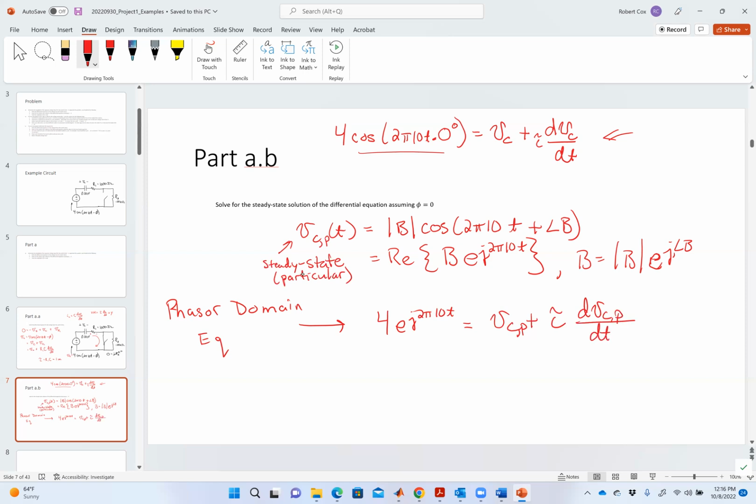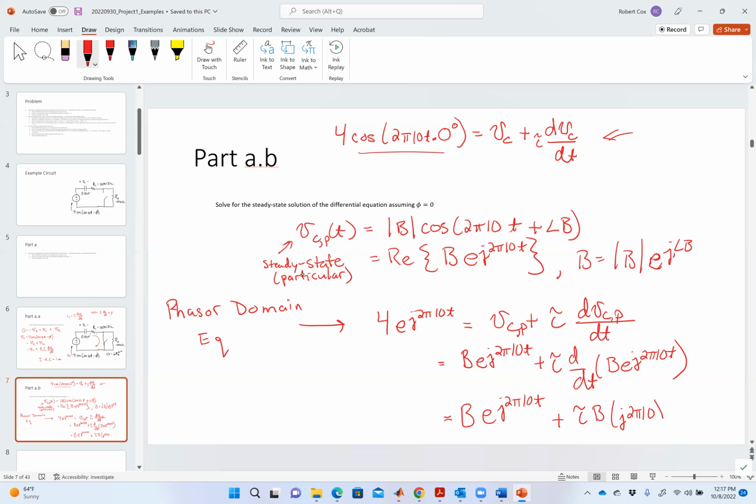So what I do is I put my guess into there, and I say that 4 e to the j 2 pi 10t is equal to b e to the j 2 pi 10t plus tau times the derivative with respect to time of b e to the j 2 pi 10t. Now you should know by now, if I take the derivative of that thing, that just brings the j 2 pi 10 down, and this whole thing becomes b e to the j 2 pi 10t plus tau times b times j 2 pi 10, well, the t doesn't come down, right? Just the multiplier on the t, and that's multiplied by e to the j 2 pi 10t. Now all of this was equal to 4 e to the j 2 pi 10t, right? Just carried that down, right?